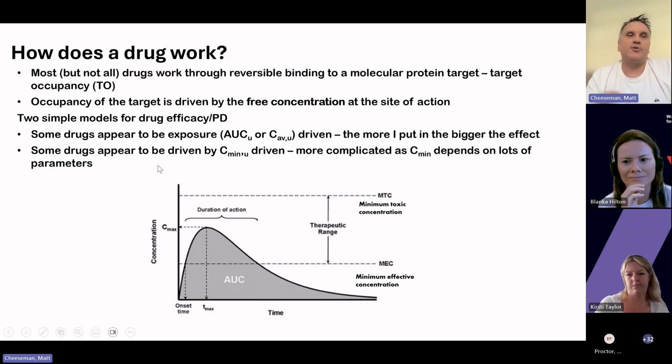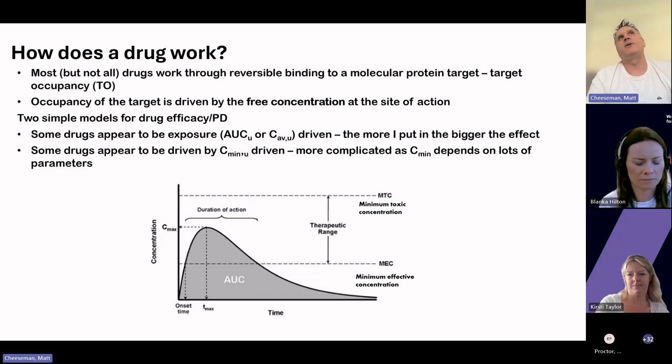And once we know what the free concentration at the site of action is, we can apply two really quite simple models. Obviously, it gets a lot more complicated than this, but the two simplest ideas are, first, some drugs will appear to be exposure driven, which is the idea about the average concentration over time, and you sometimes see it as the area under the curve. Now, this exposure-driven drug simply means the more drug I put in, the bigger effect I will see across time. It keeps it nice and simple.